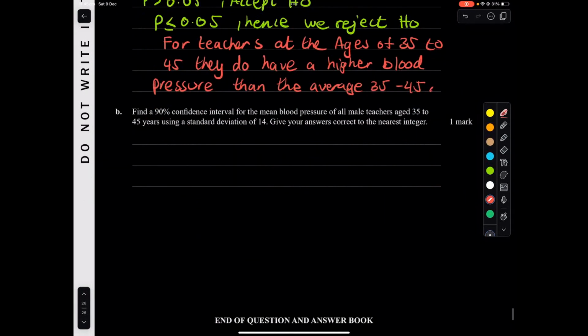Done. Then find the 90% confidence interval for the mean blood pressure of all males aged 35 to 45 using a standard deviation of 14. Give your answer correct to the nearest integer. Very nice, 1 mark. Just use a calculator.